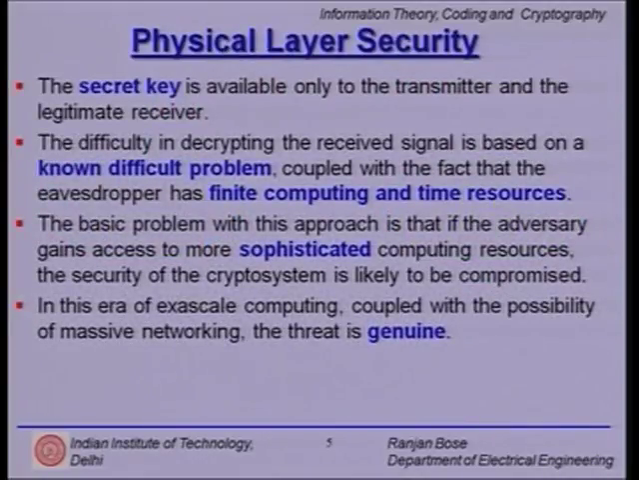So, a quick recap. What we have assumed so far is that the secret key is available only to the transmitter and receiver, and the secrecy in classical cryptography is based on solving a known difficult problem using finite computing and time resources. But we have also observed that computing systems are becoming more and more sophisticated, networked, and distributed, and the threat is genuine.